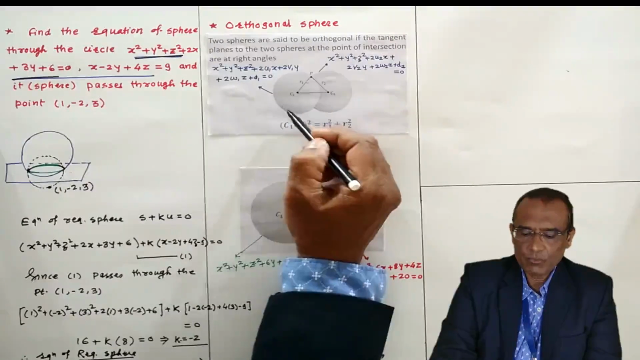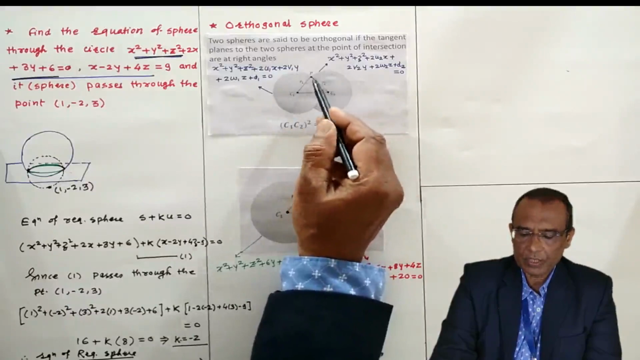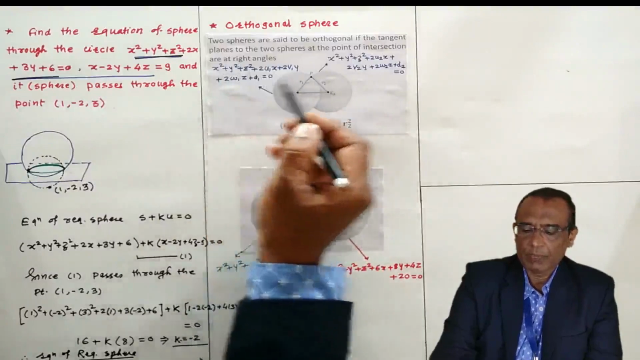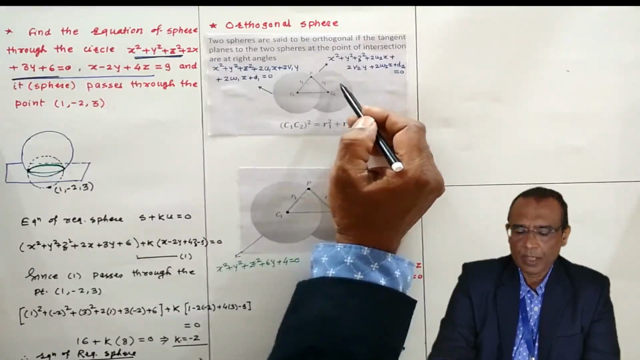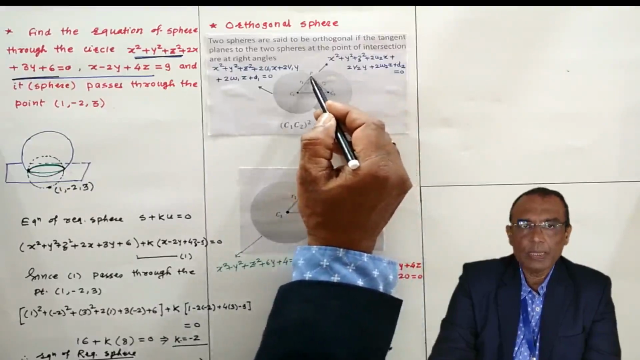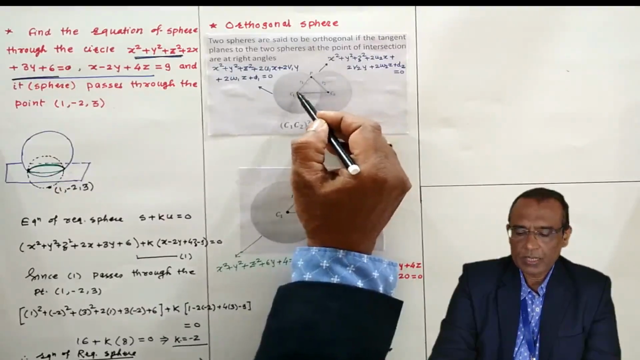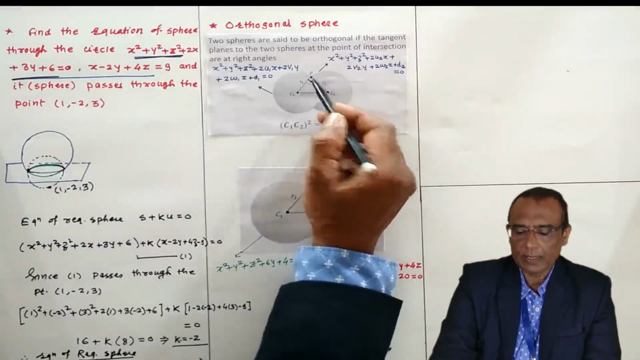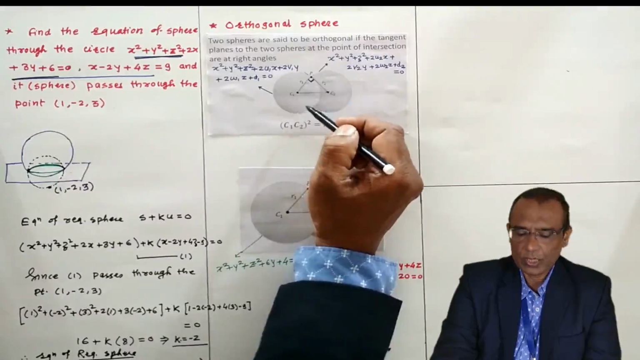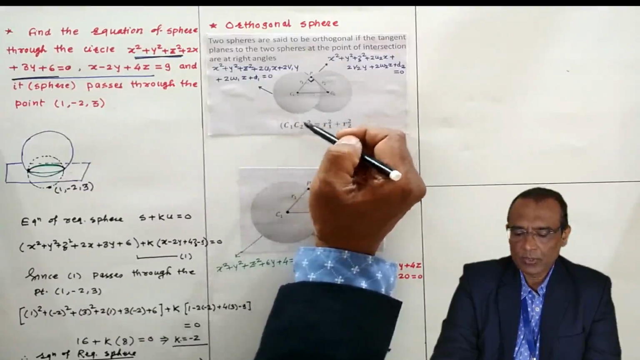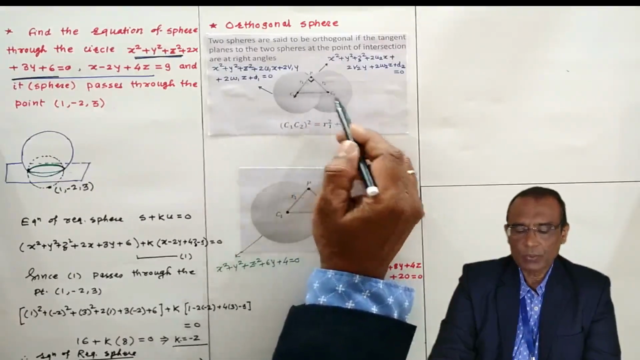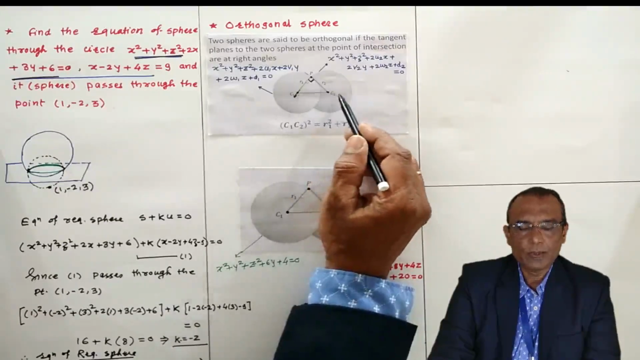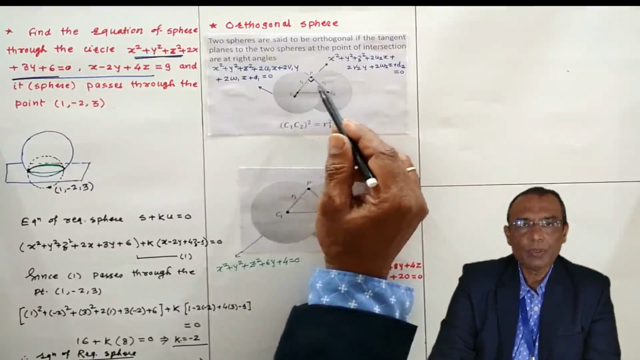Here in this figure, this is the first sphere, this is the second sphere. The equation of the first sphere is this one, the equation of the second sphere is this one, and this is the point of intersection of the two spheres. These are the centers of the spheres. If I join these 3 points, you will get a right angle triangle. Then by Pythagoras theorem you can write: C1C2 square equals R1 square plus R2 square. The square of the distance between C1 and C2 is equal to the sum of the squares of the radii.